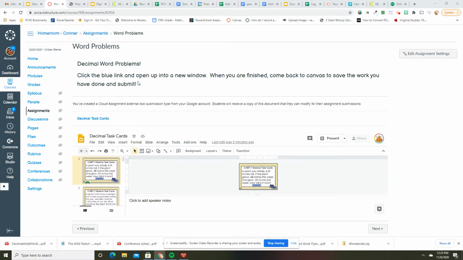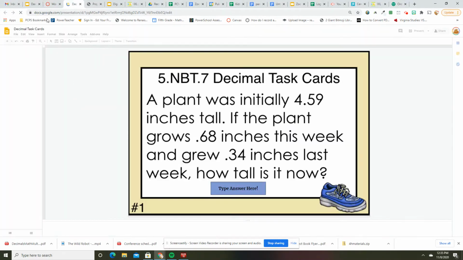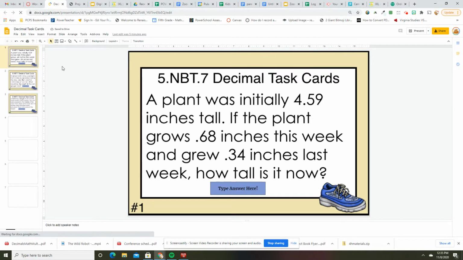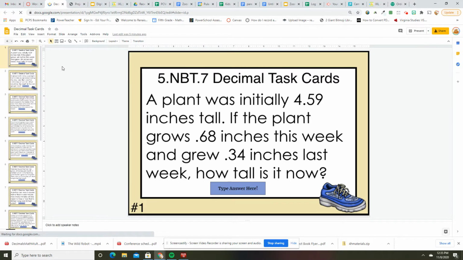Okay, so we're going to finish up decimals with word problems. I have 15 problems here on these decimal task cards. We're going to do 2 together, and then you're going to do the rest alone. They're mixed operations, so some are multiplication, some are division, some are addition and subtraction.